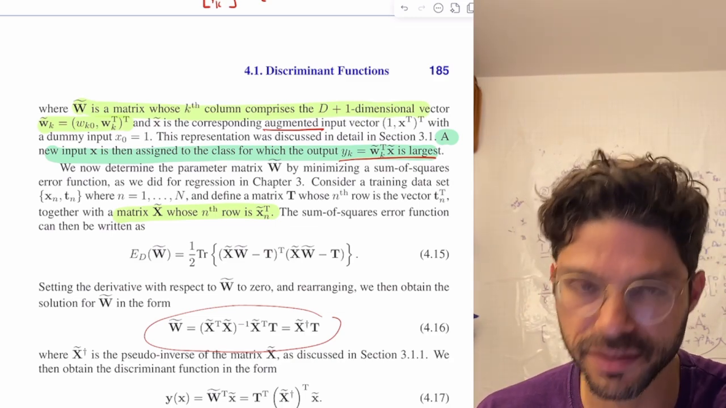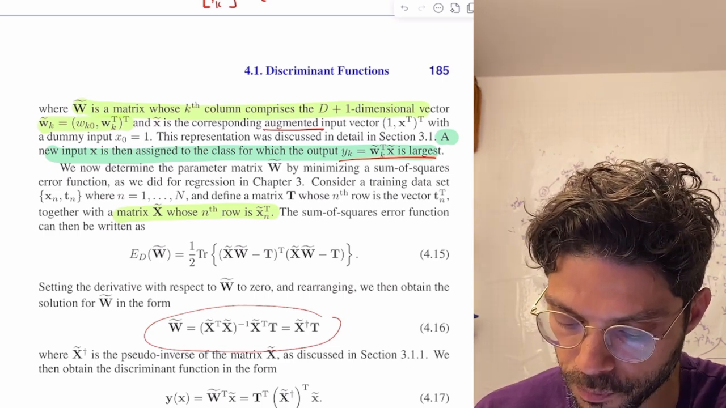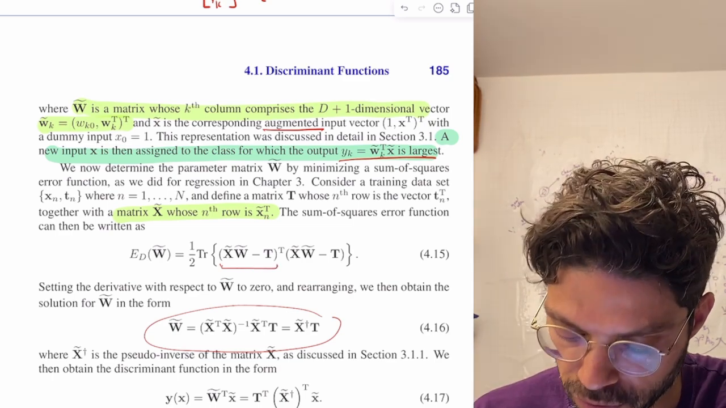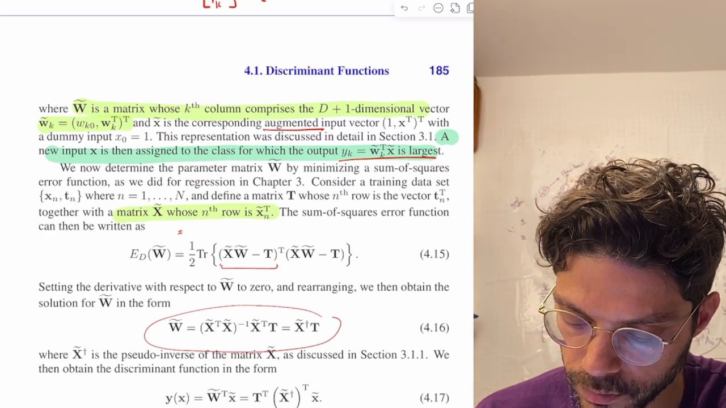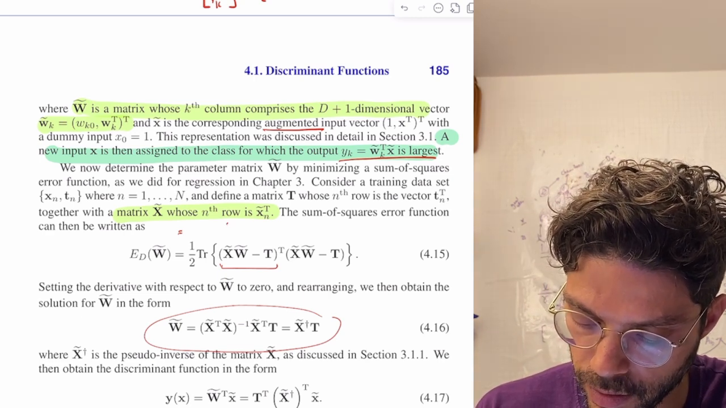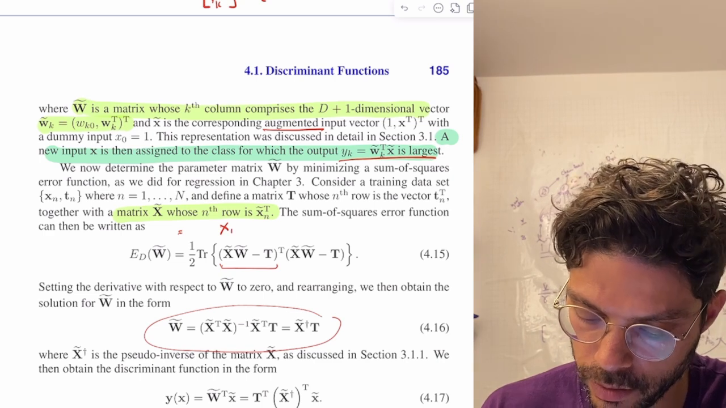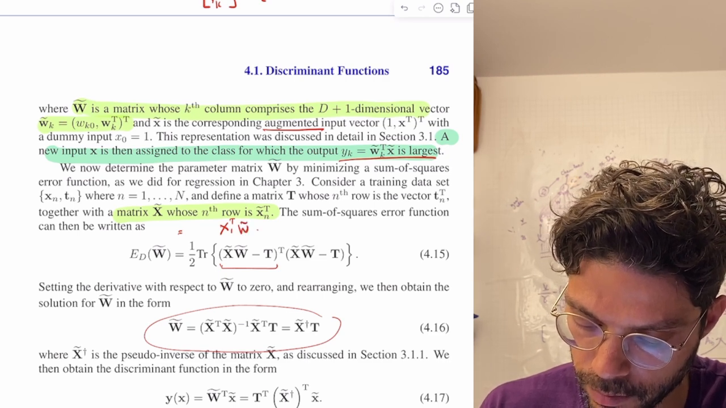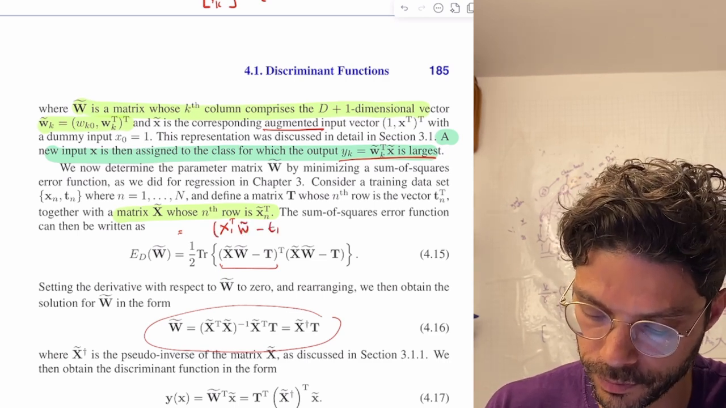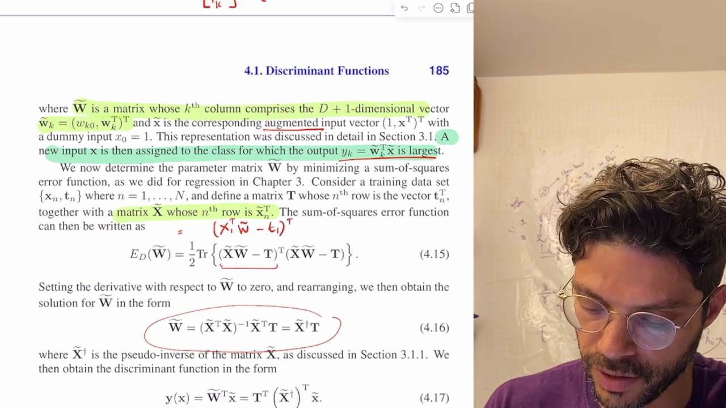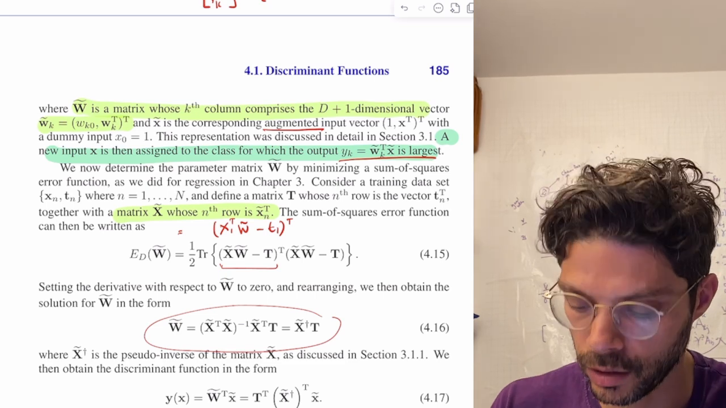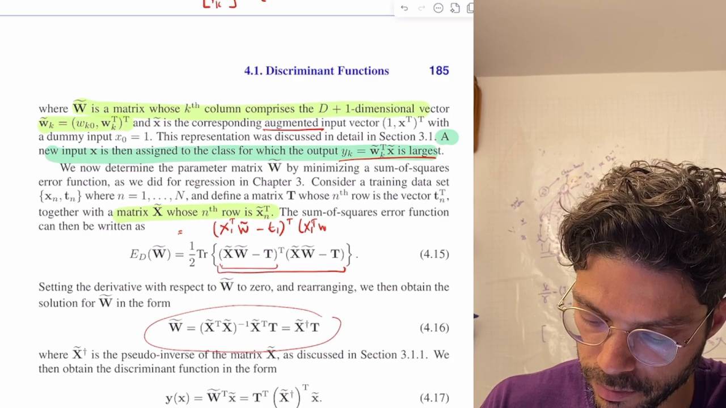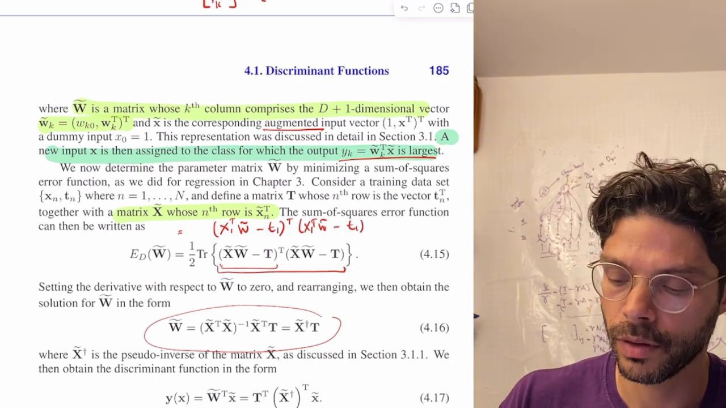Well, let's just look at the first component of this. So this is going to be x1 transpose times w minus t1. And then we're going to be looking at the 1, 1 column of this giant matrix. And then that's going to be multiplying by itself, right?